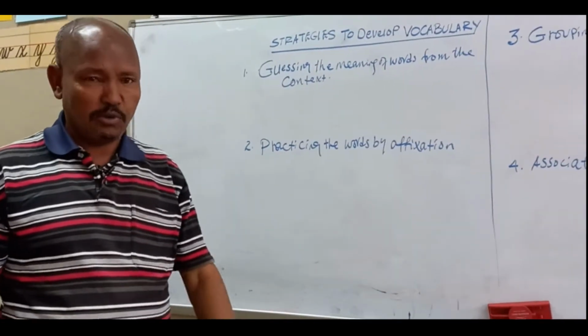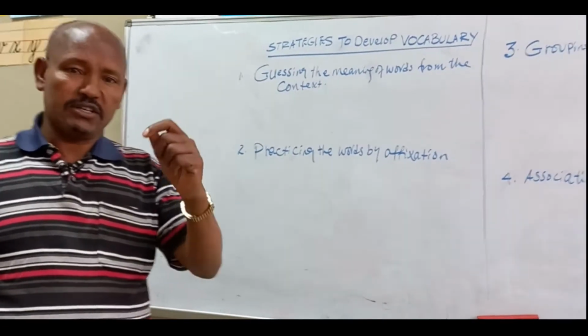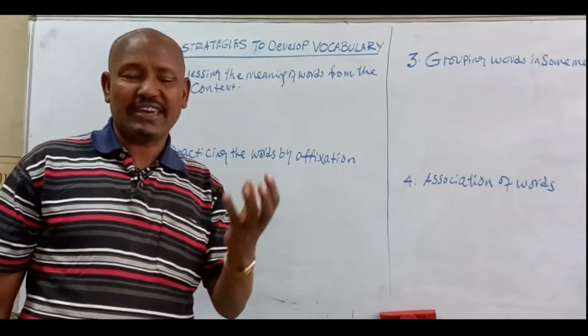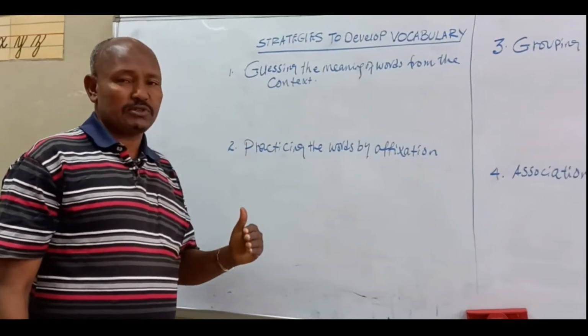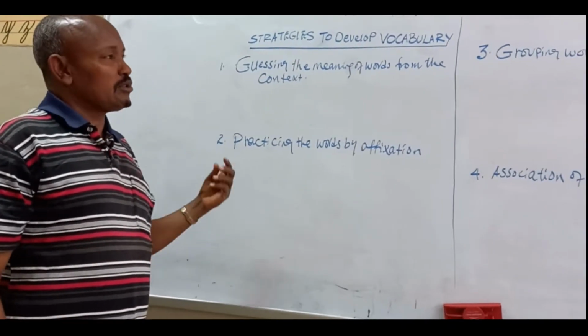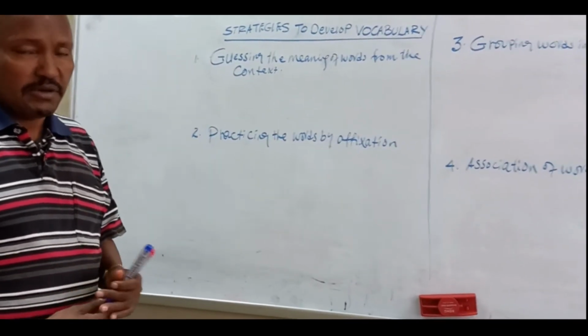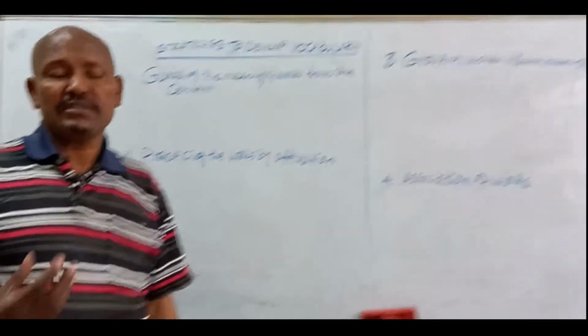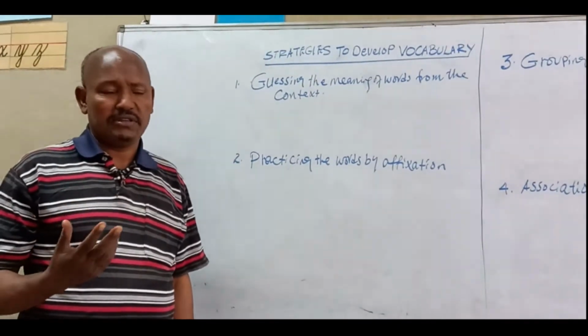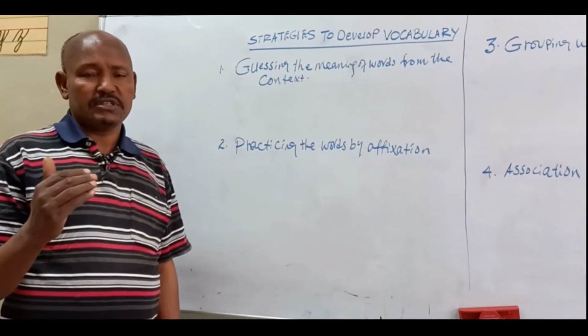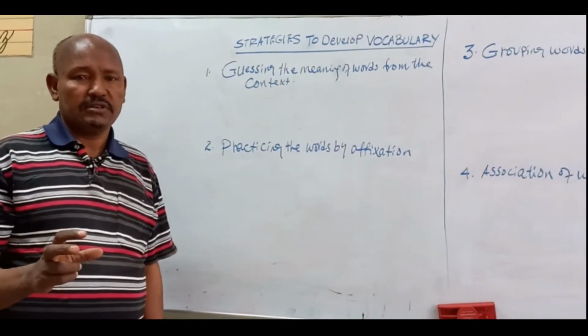What are some of the key points to understand or to build our vocabulary knowledge? These are the key ways or strategies. We'll try to see them one by one, giving some more examples. The first one is what's called guessing words from context. It means, how do you guess the words from the given reading text?